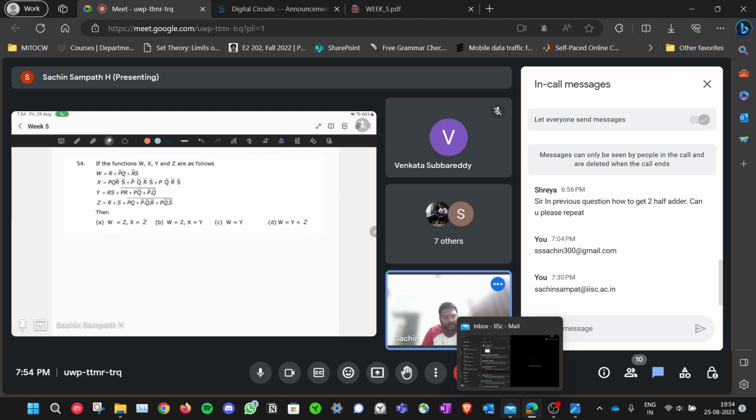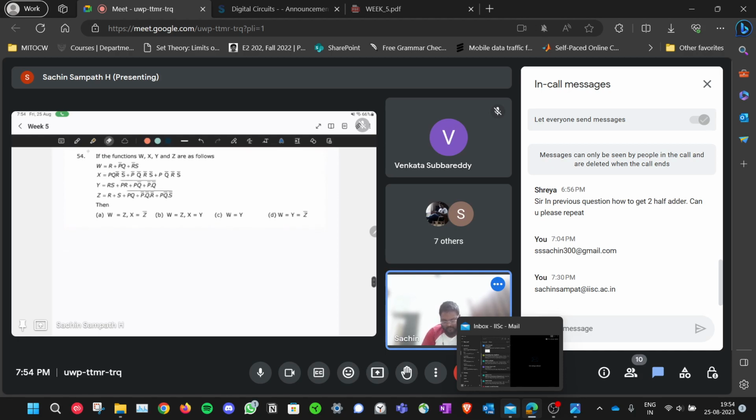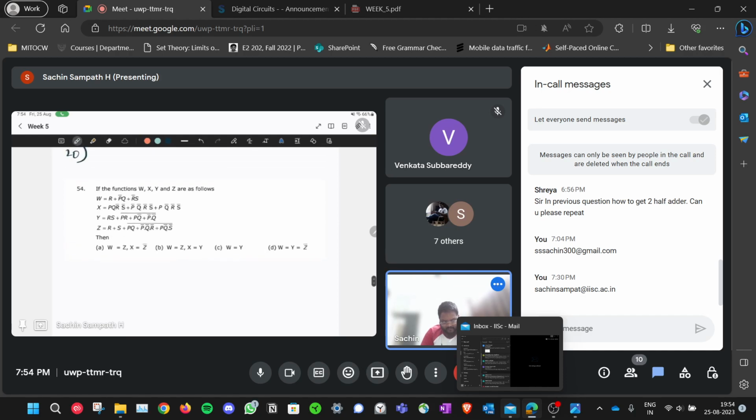So you could try to minimize the expressions and check if the options are telling you w is equal to z, w is equal to z bar. Those are the options. W equals y. So you will have to simplify all these terms to look similar to each other, and whichever of them are resembling after simplification, then you can mark that option. But doing that could be tedious in this case.